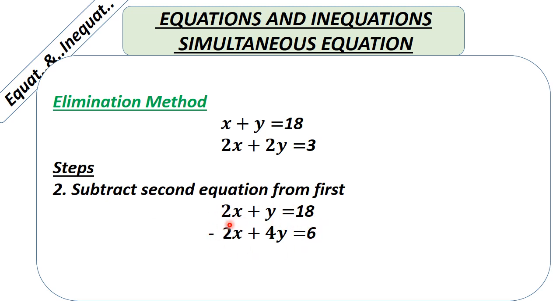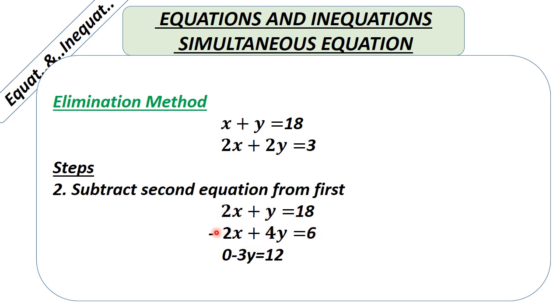So you just subtract this from this. How do you subtract this from this? Simple. You just subtract the bottom part from the top part, just like that. So we're going to get 2x minus 2x is 0. y minus 4y is negative 3y equals 18 minus 6 is 12. So that's what we've done. This minus this, this minus this, this minus this.